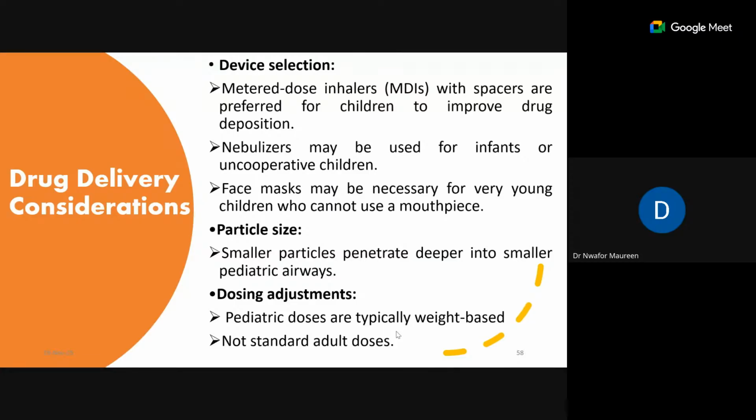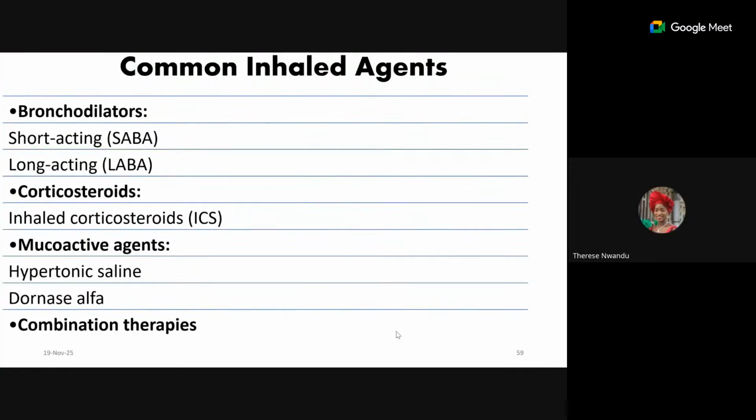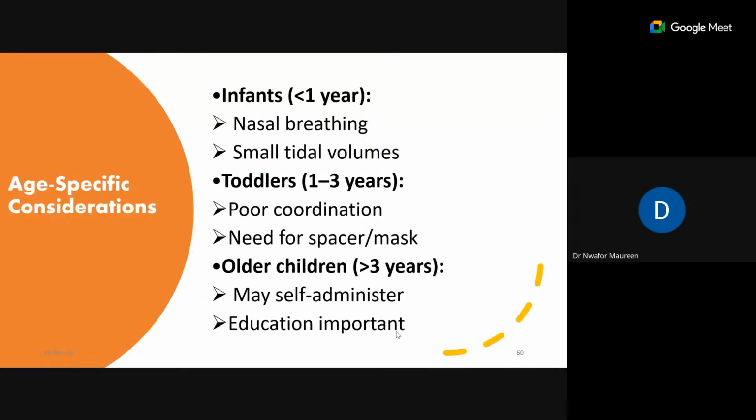Dosing adjustment is very important. Typically, don't use standard adult dosing for the pediatric patient. They can take all these agents we've discussed, but it depends on the dose you are giving them. You can use bronchodilators, corticosteroids, mucoactive agents, as the case may be.